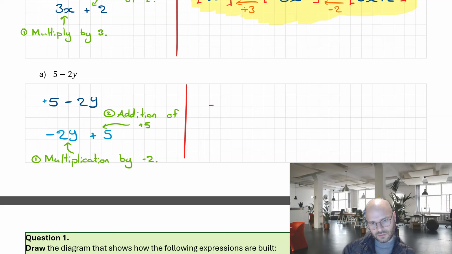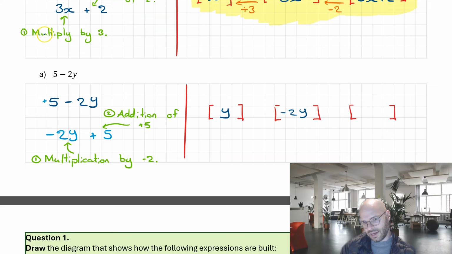Starting off, I draw my starting variable, which is going to be y. Next, I'm going to do my multiplication, which is by negative 2, so y turns into minus 2y. And then finally, my minus 2y is going to turn into minus 2y plus 5, which is the same as saying 5 take 2y, which is what we have originally over here.